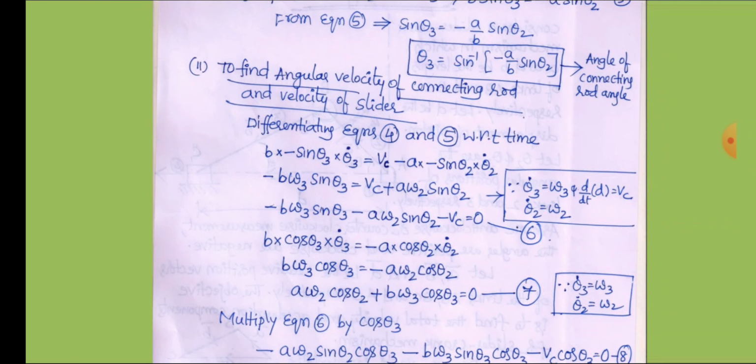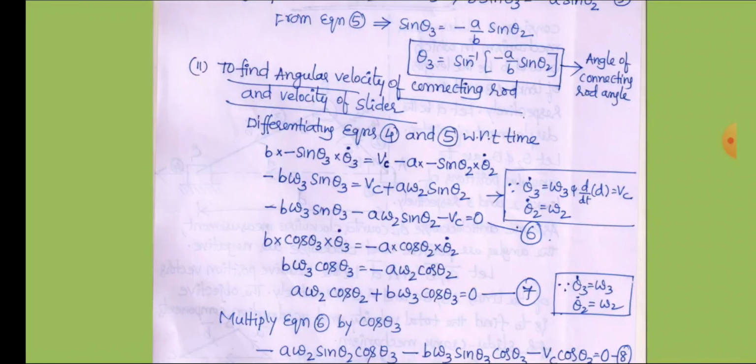So further bringing this right hand side term to the left hand side, the equation will be a omega 2 cos theta 2, which becomes positive after bringing to the LHS, plus b omega 3 cos theta 3, entire thing is equal to 0. That is 7. So 7 is the equation which I got by differentiating equation 5. And 6 is the equation which I got by differentiating equation 4. So now I should solve equations 6 and 7.